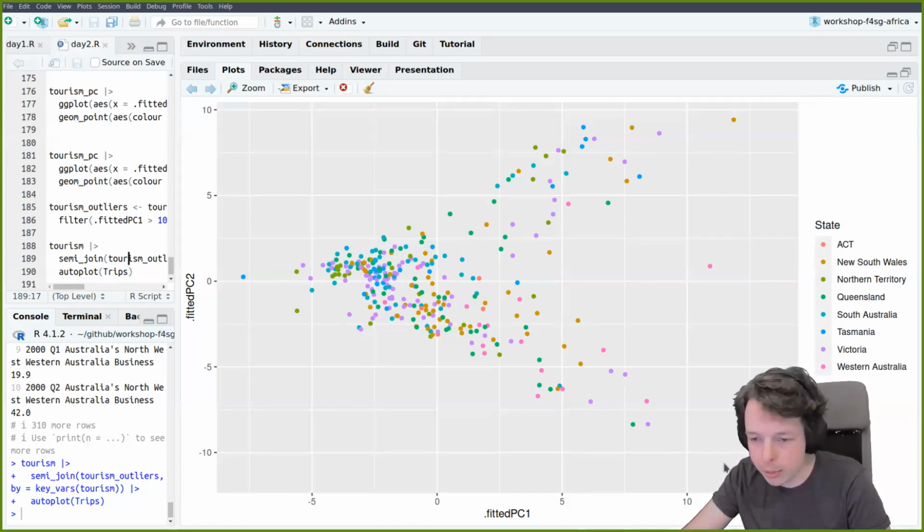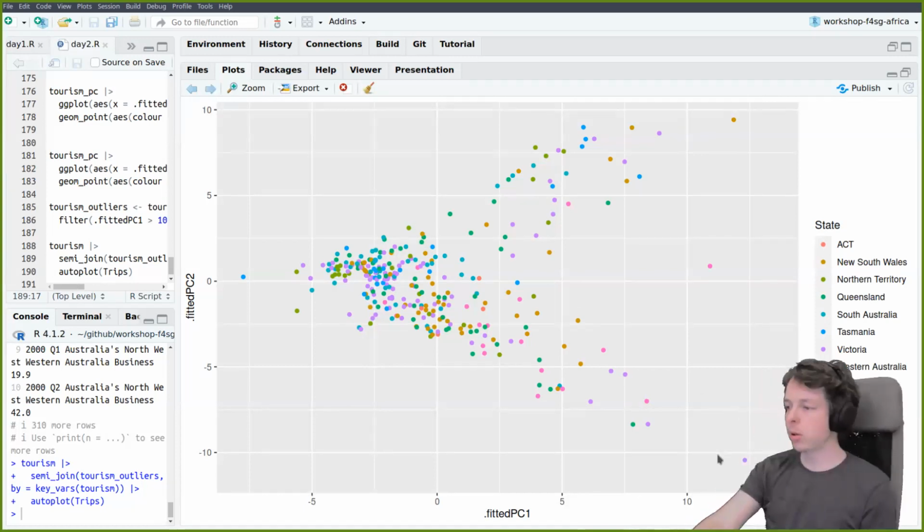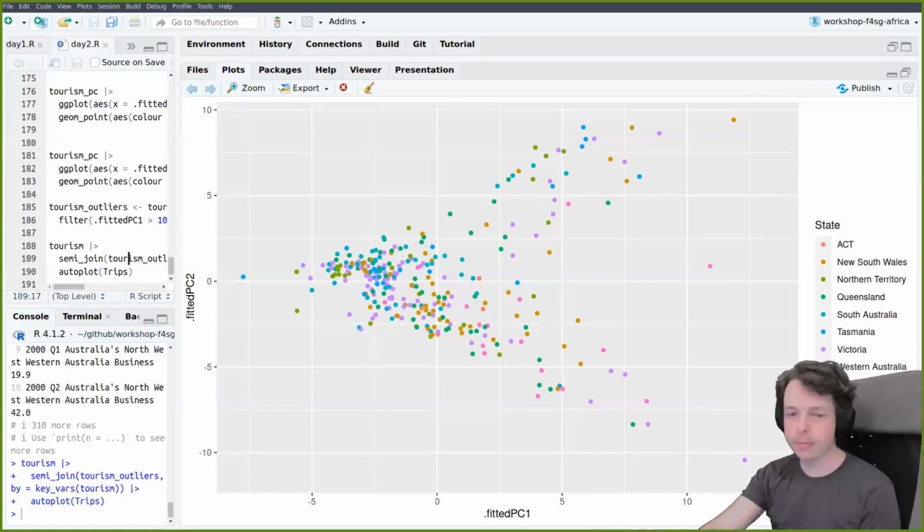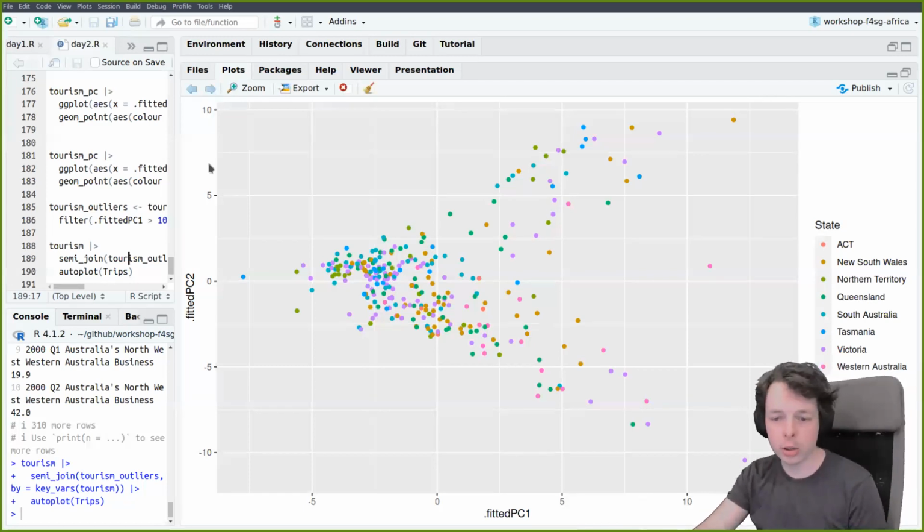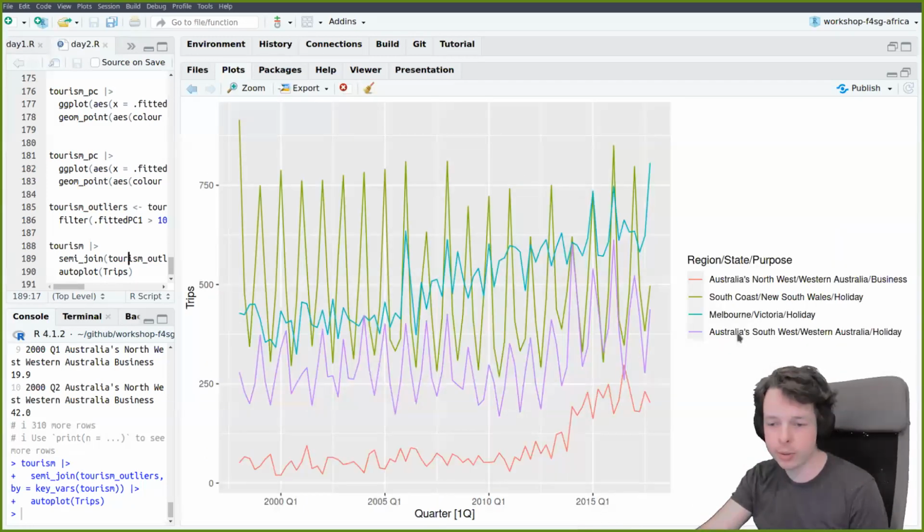What about perhaps this purple one? Sorry, I'm blocking that. This purple one for Victoria. So let's go back to our next plot. What makes that special? The Melbourne time series, Victoria, is in blue. It's not this purple line. The time series colors are different.